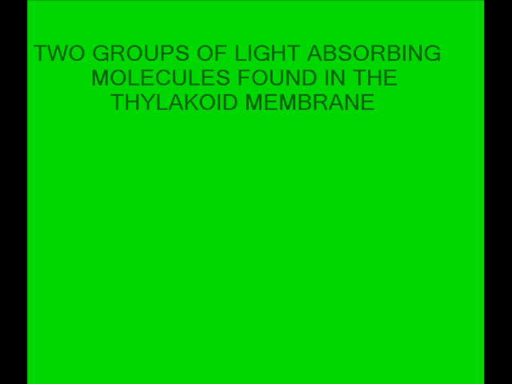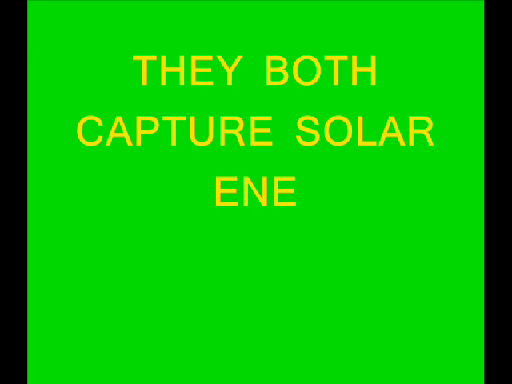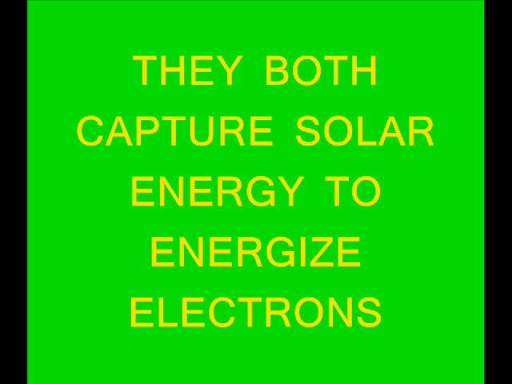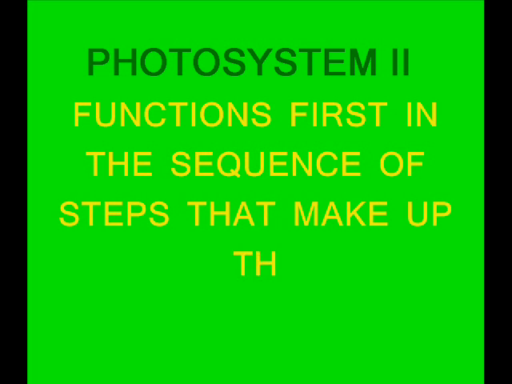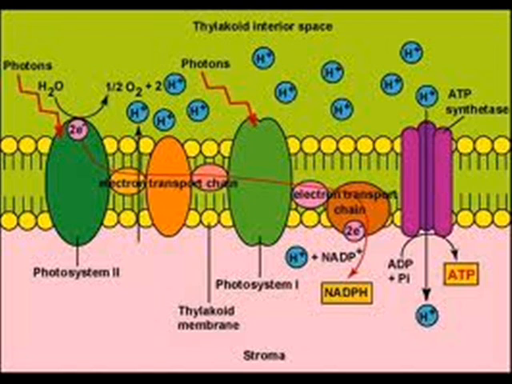The light-dependent stage of photosynthesis involves two groups of light-absorbing molecules found in the thylakoid membranes, photosystem 1 and photosystem 2. They both capture solar energy to energize electrons. Both of these photosystems cooperate in the light reactions. Photosystem 2 functions first in the sequence of steps that make up the light reaction. The photosystems transfer the energized electrons to electron transport chains.